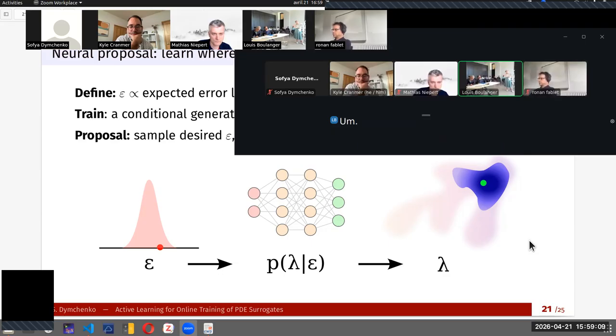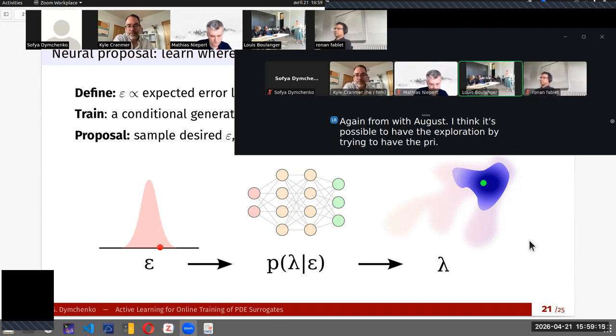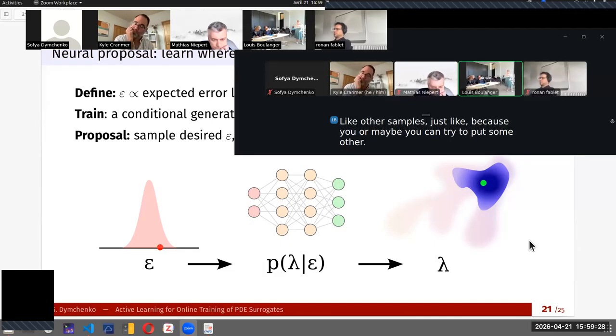Again, with the OGAS, I think it's possible to have the exploration by trying to have the prior differently, not only associating easier samples, but other samples, or maybe you can try to put some other criteria into training or learning to make it a bit more random, or increase something like this. But yeah, I can't give you more than that, I think.